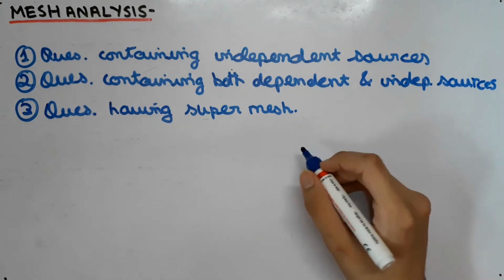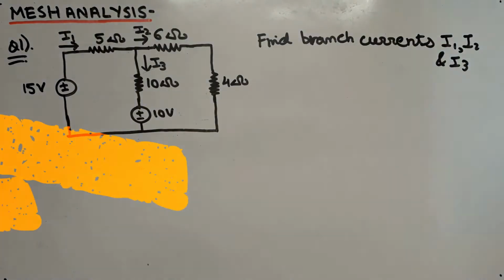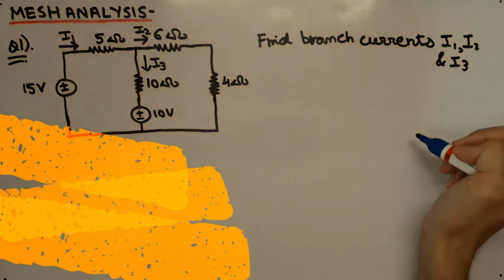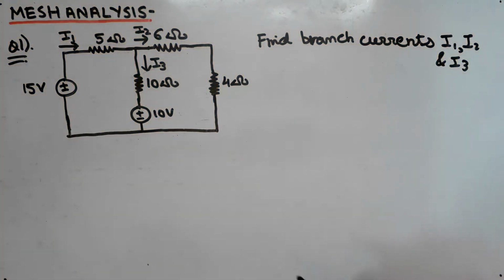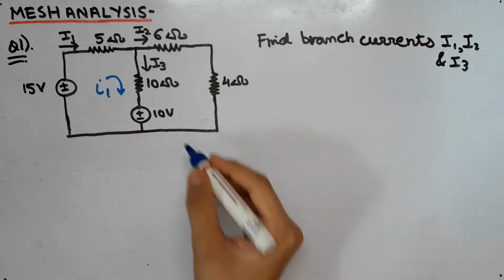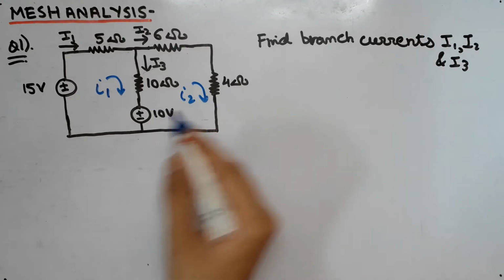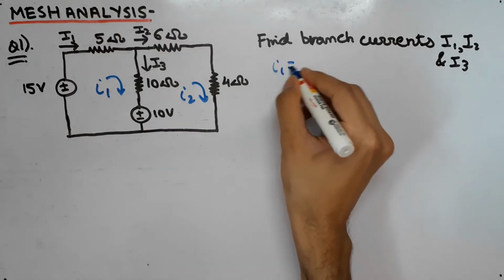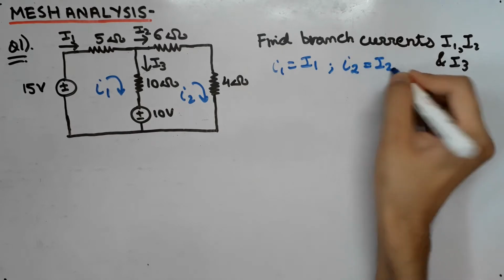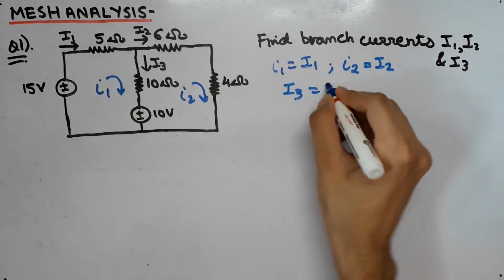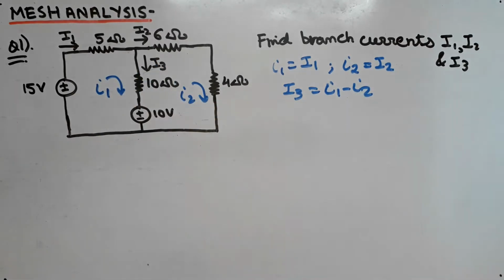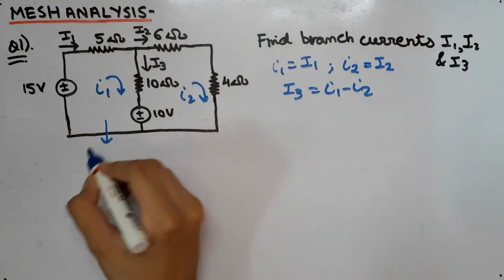Now we are going to look at question number 1. In question number 1, we have to find the value of branch currents, that is I1, I2 and I3 using mesh analysis. So firstly we are going to assume currents in each loop. That is, we will assume I1 to flow in this loop and I2 to flow in this loop. Now from here we can see that small i1 is equal to capital I1. Similarly, small i2 is equal to capital I2 and capital I3 is equal to i1 minus i2. That is from here. Now we will apply KVL in mesh 1, that is here.